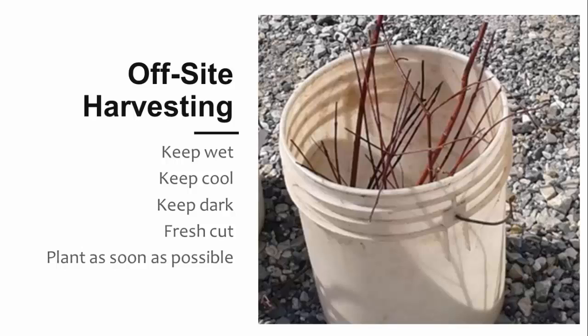This is important because you're cutting the stakes while they're dormant. Heat and light might trigger the start of the budding process before you plant your live stakes. The best plan is to plant your live stakes the same day that you harvest them.